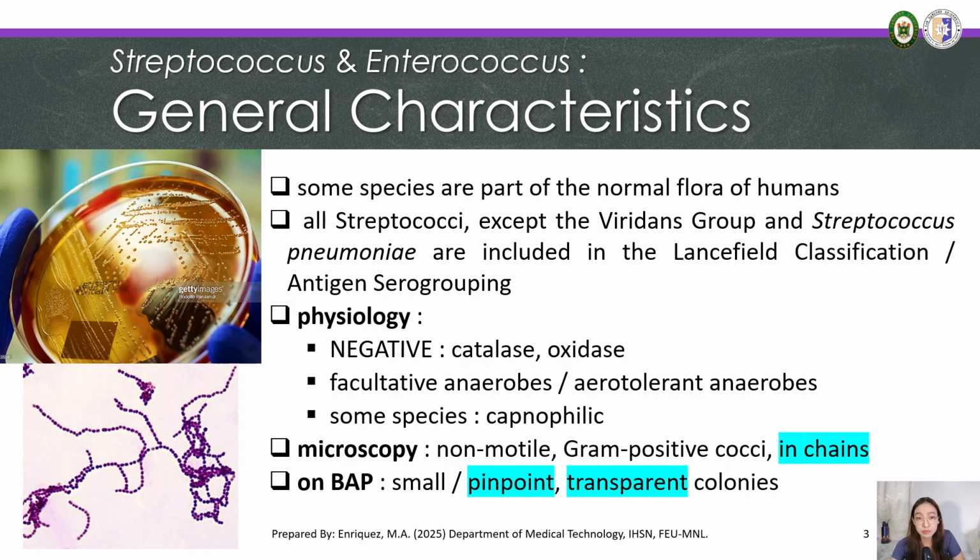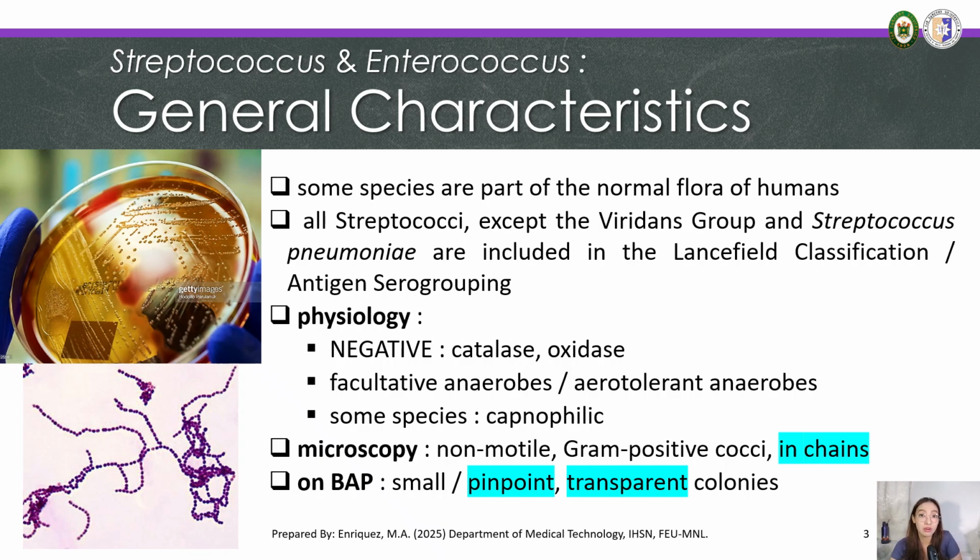Some species are capnophilic, which would mean that they require increased concentration of carbon dioxide, whereas growth of other species is stimulated by the increase of carbon dioxide concentration, but it is not required. Ulitin po natin, sana naintindihan nyo po. There are some species that are capnophilic, which means that they require increased amounts of carbon dioxide, but there are some species that don't actually require carbon dioxide, but they will grow better in the presence of increased carbon dioxide. Again, that would vary from species to species.